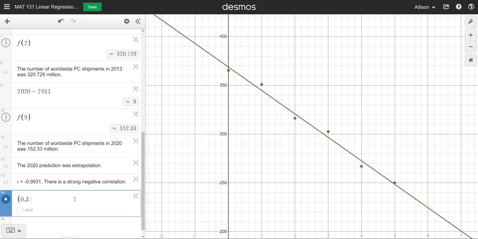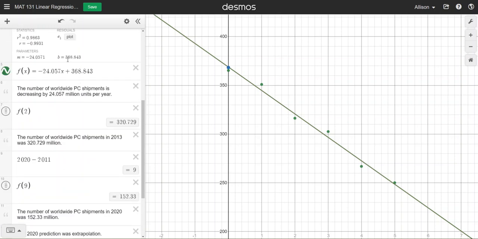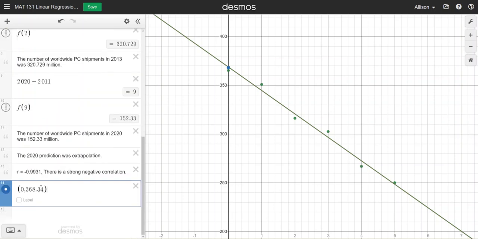0, 368.843, and was it 368.84? I can't quite remember. Hopefully that matches. 368.843 if I want to put all the places there. Okay, so that's my point. Just wanted to write it down here so I could see it.